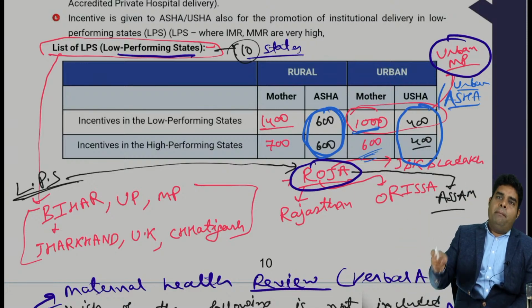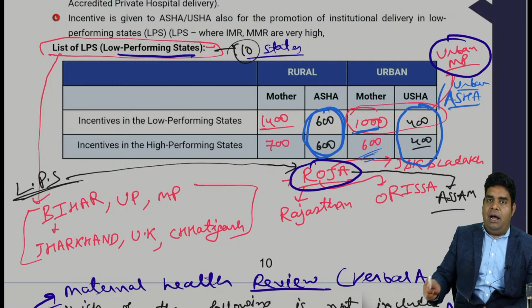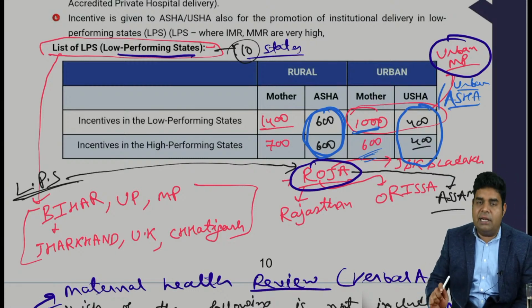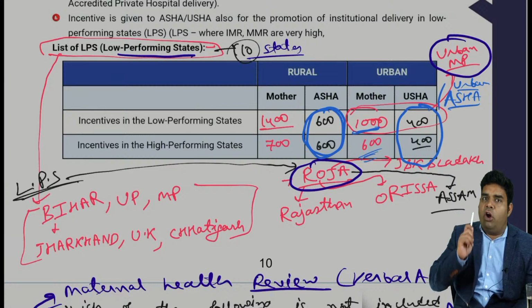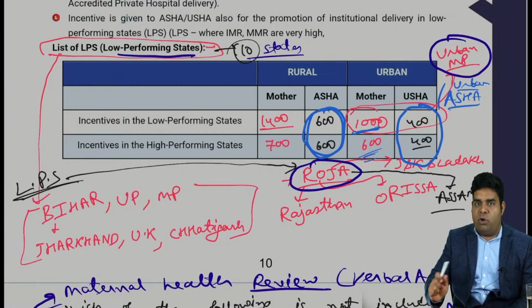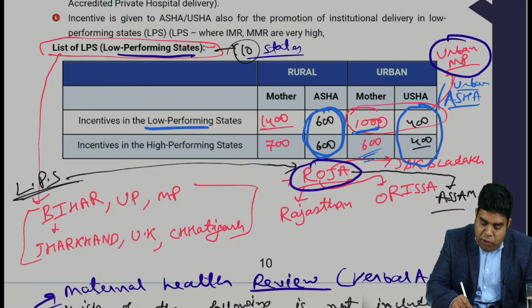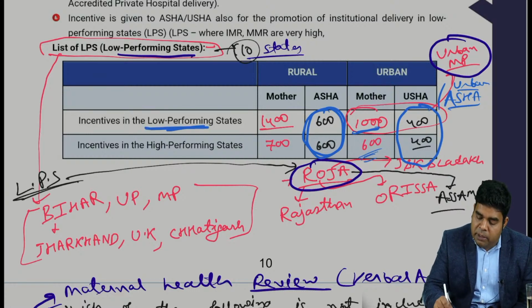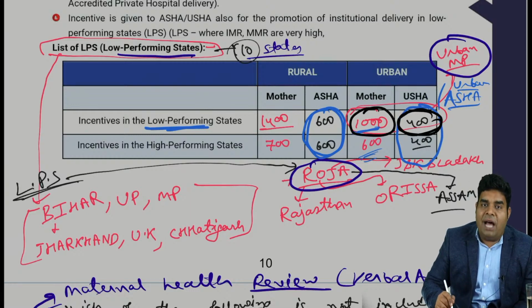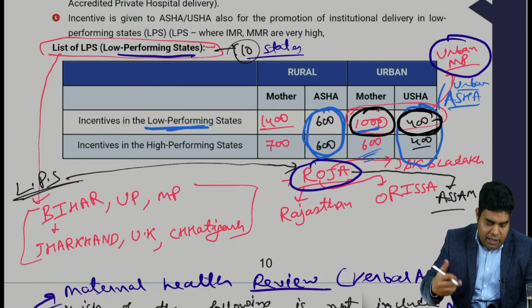Always remember, mother gets more than ASHA or equal to it, not less than that. And remember, ASHA will always get 600, USHA will always get 400. So if someone is delivering in urban MP, which belongs to low performing, and it is urban, then ASHA or USHA will always get 400, and money given to mother will be 1000. So the answer was 1400.